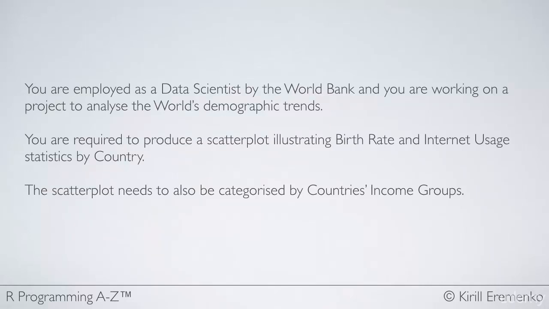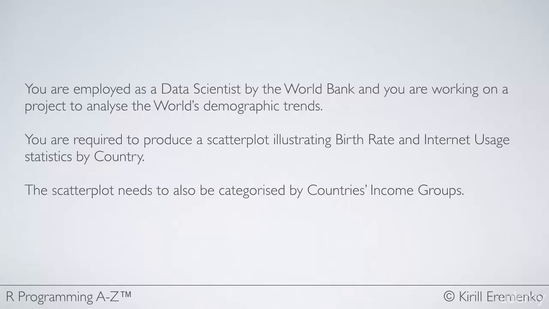You are employed as a data scientist by the World Bank and you are working on a project to analyze the world's demographic trends. You are required to produce a scatter plot illustrating birth rate and internet usage statistics by country. The scatter plot needs to also be categorized by country's income groups. Okay, interesting, very interesting combination. They're trying to analyze birth rate and internet usage. So, what will that lead to? Is there any dependency there? Is there any correlation? What do you think? All right, we'll find out in this section.